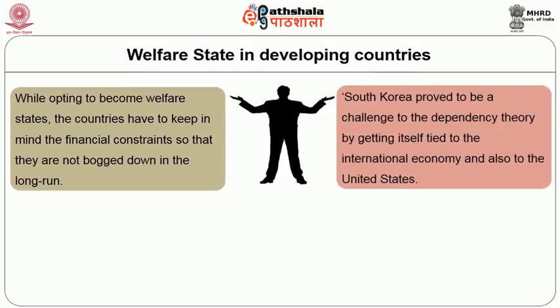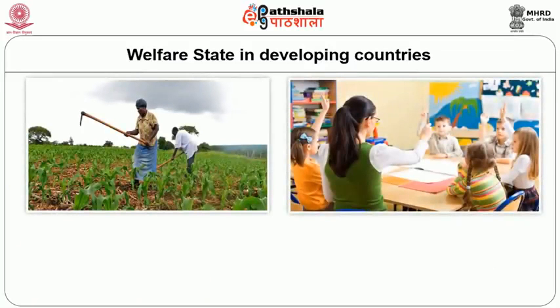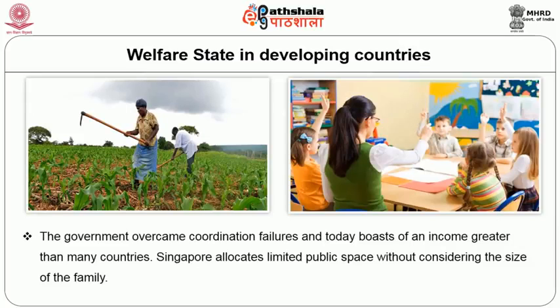On the other hand, South Korea proved to be a challenge to the dependency theory by getting itself tied to the international economy and also to the United States. It took help from outside its border, but at the same time upgraded its industry with the help of debt rather than foreign investment. The state took up measures, land reforms, and emphasized primary education. The government overcame coordination failures and today boasts of an income greater than many countries.